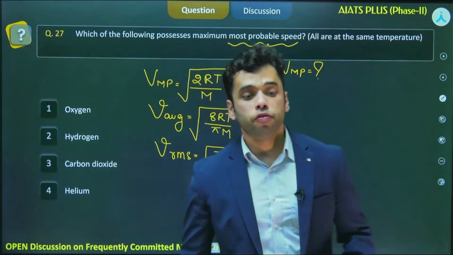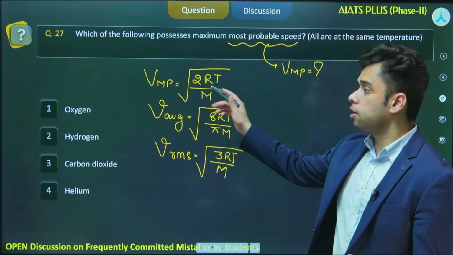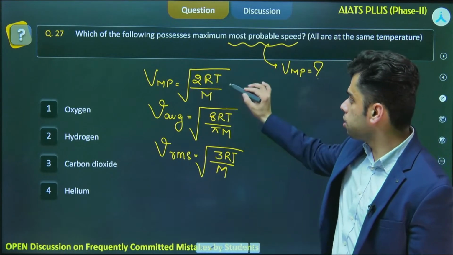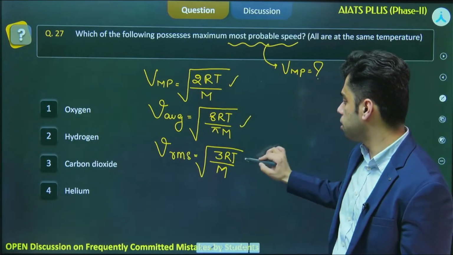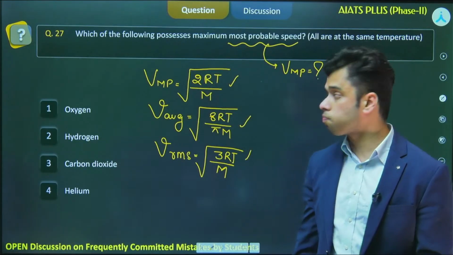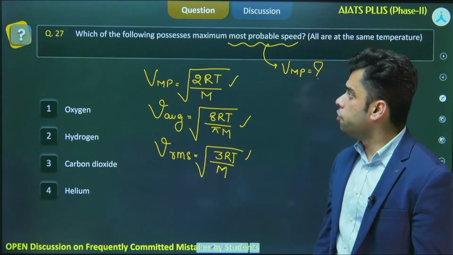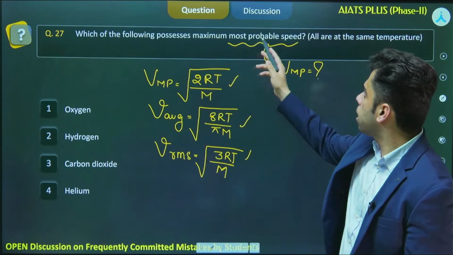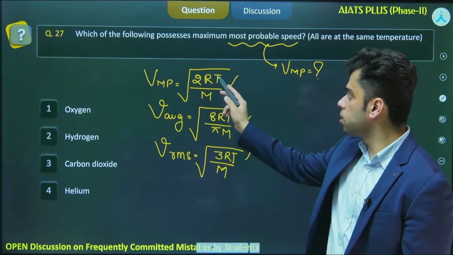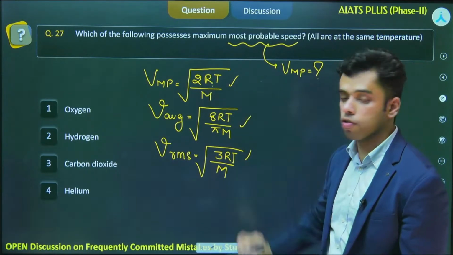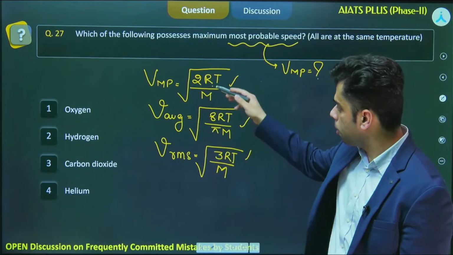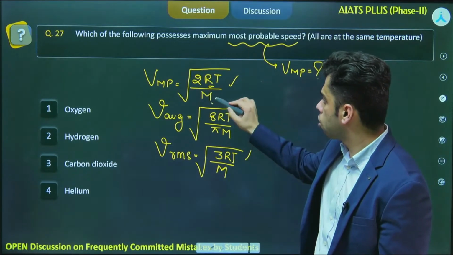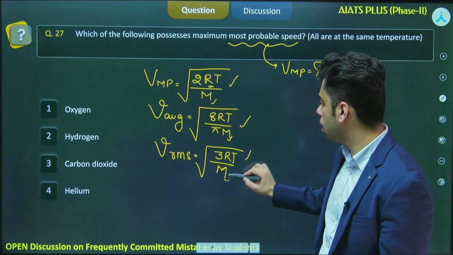So these are the three formulas that you need to remember to solve such kind of problems. Any of these can be asked from you, either the most probable, the average, or the RMS, right? So we need to calculate which of the following possess maximum most probable speed. You can see that this R is the universal gas constant, and it is common in all these three, so this is not going to impact. This is your molar mass, and this is your temperature.